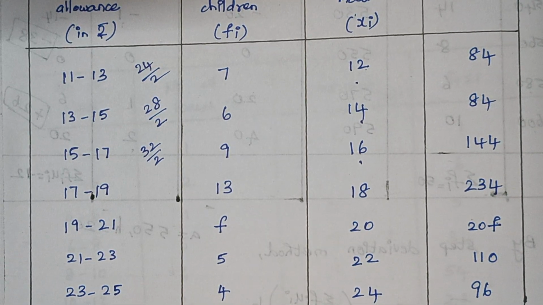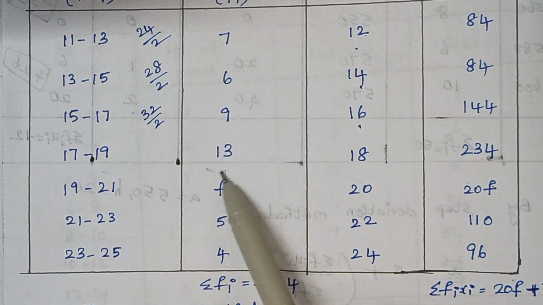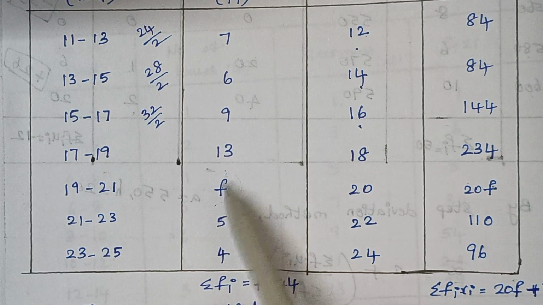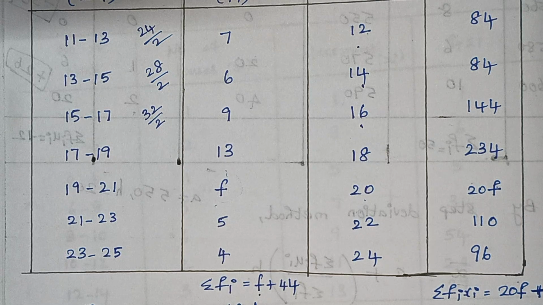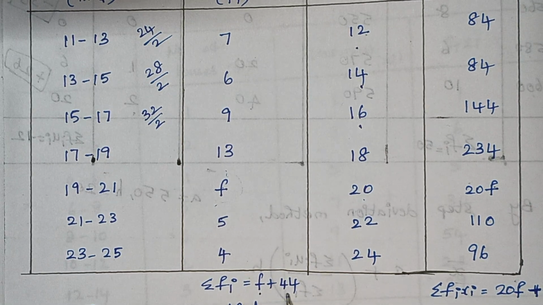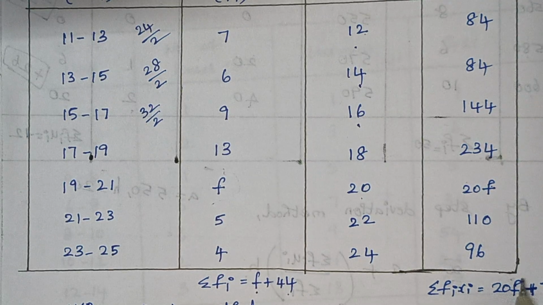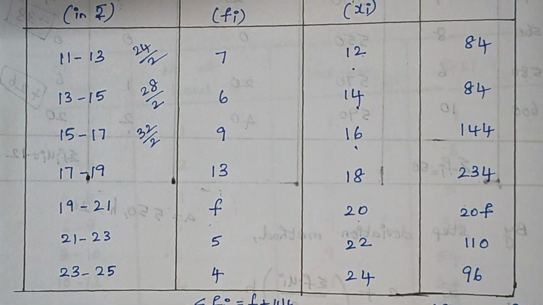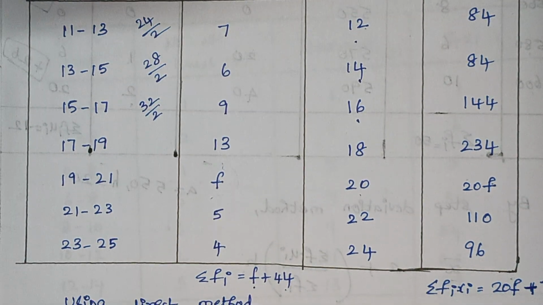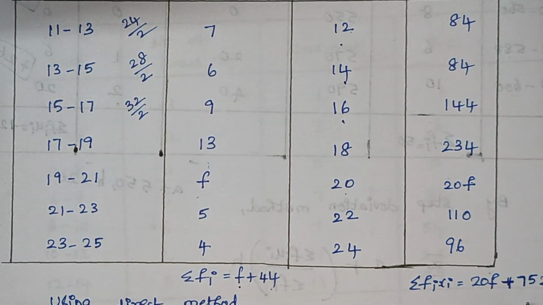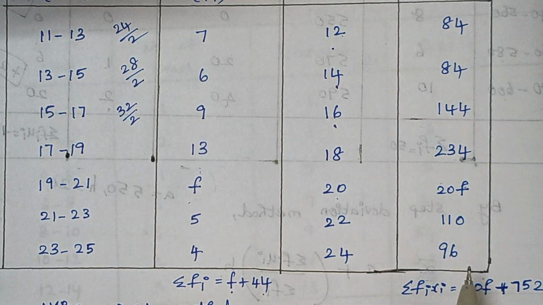Now you have to find summation of fi. Here we have an unknown parameter f, so keep that f as such and add the remaining numbers. This gives the answer 44, so it is f plus 44. Next, for fi xi, when you add, the answer is 20f plus 752. So this is the summation of this tabulation.